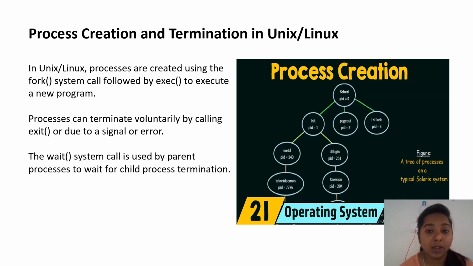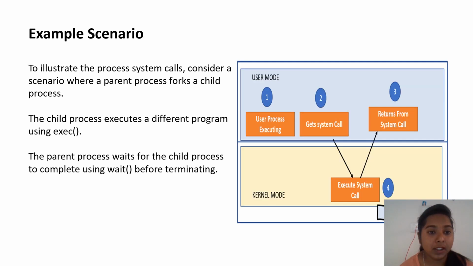Process termination. A process can terminate voluntarily by calling exit, or due to a signal or error. Example: the child process executes a different program using exec.